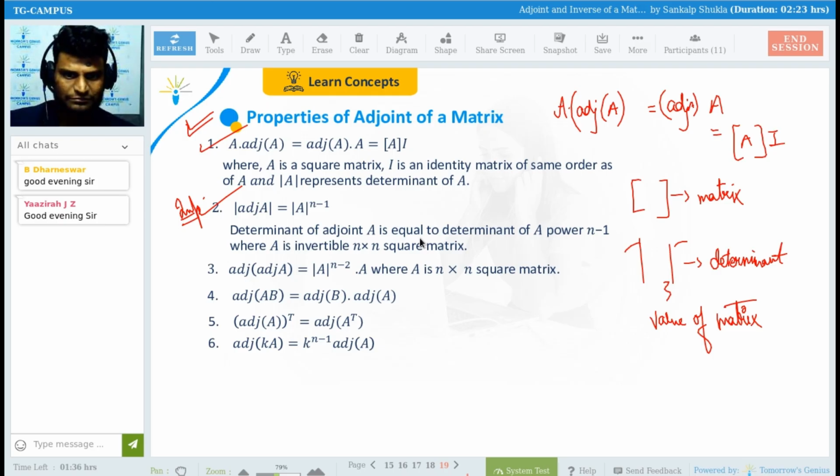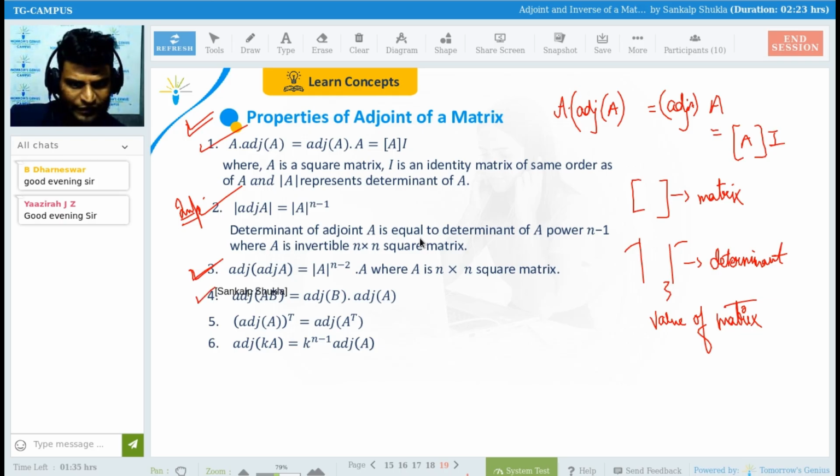So determinant of adjoint is equal to determinant of A to the power n minus 1, where A is an invertible n cross n square matrix. Now there is this third property. Please note down, adjoint of adjoint of A is equal to mod A raised to the power n minus 2 times A. We have some JEE questions directly from properties. Please note each and every property very carefully.